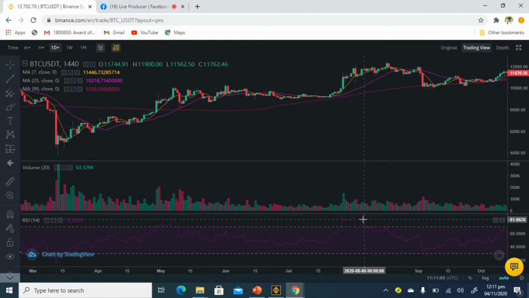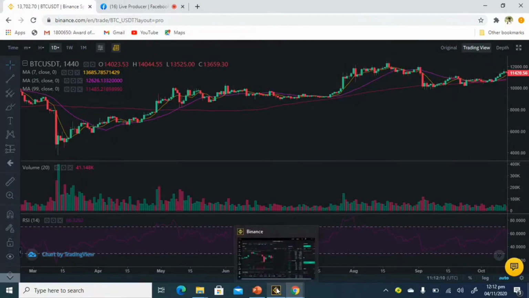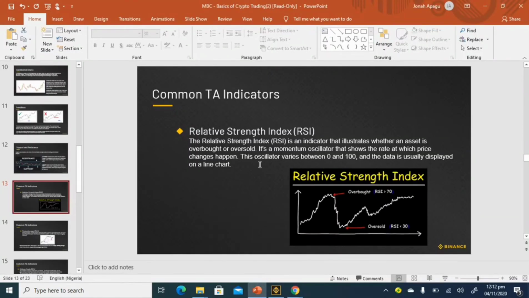But this is at your own risk, and you are responsible for what indicators you use and how you use them. This is basically how most traders use the RSI to trade. It's just trying to show you the overbought and the oversold regions of an asset. Okay, so I think we can move on. With that being said, we'll move to the next technical indicator, which I think is the last for the day.